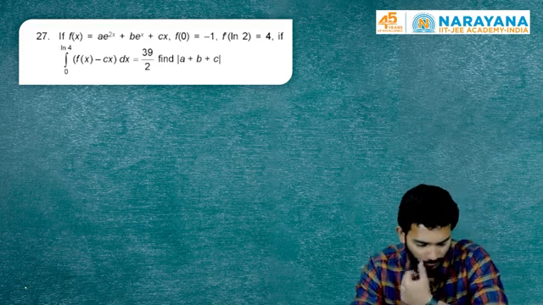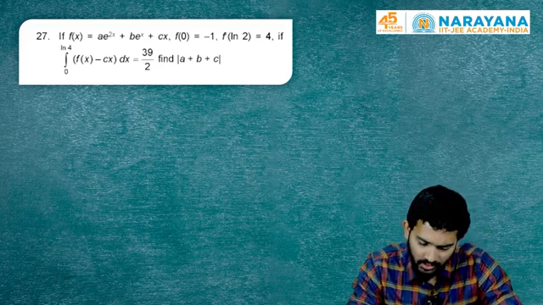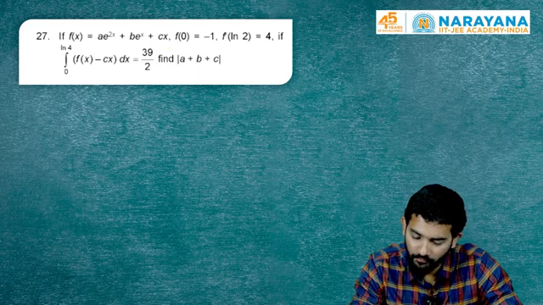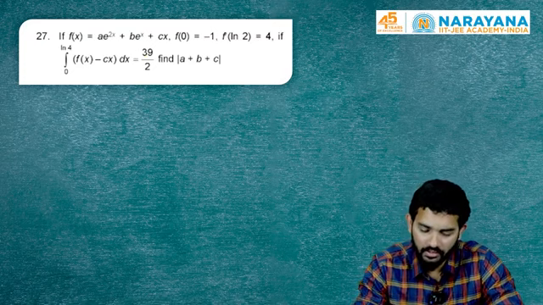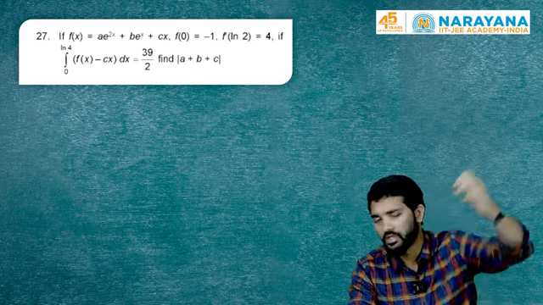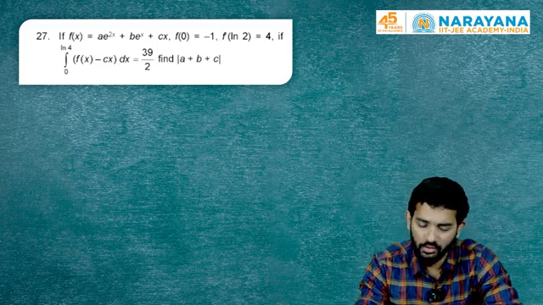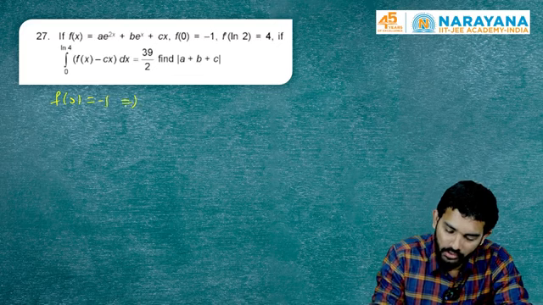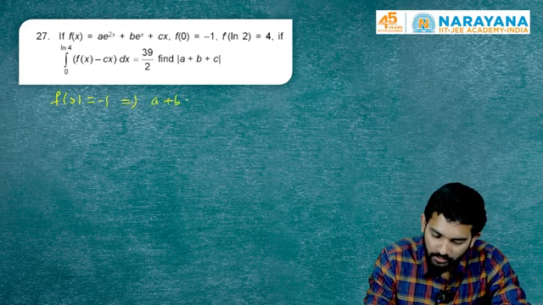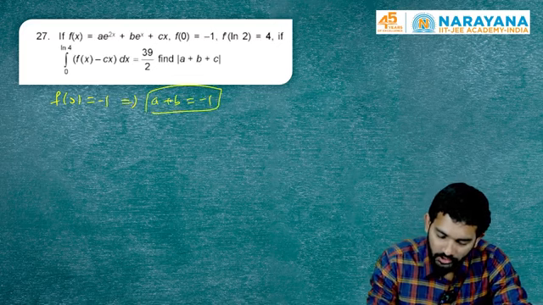Next question. f of x is a e power 2x plus b e power x plus cx. f of 0 is minus 1. f dash of ln 2 equal to 4. So here if you observe in the question, you are having three unknowns and they have given three conditions. So it is very easy that you use three conditions, you will get three equations and you can solve three unknowns. So first thing is f of 0 equal to minus 1 implies you will get a plus b equal to minus 1, one equation.